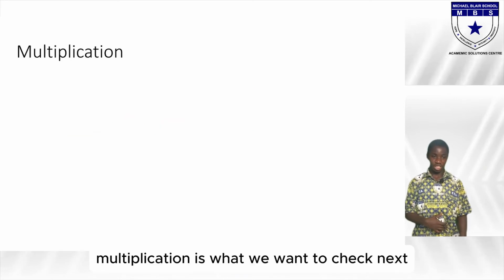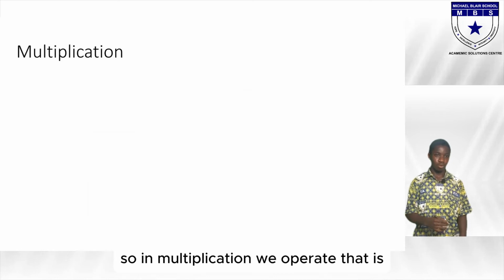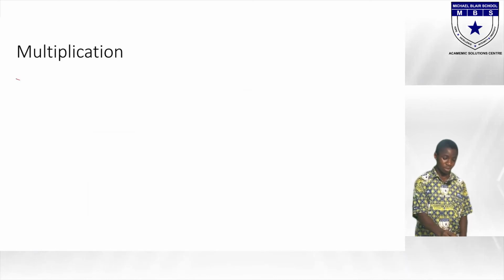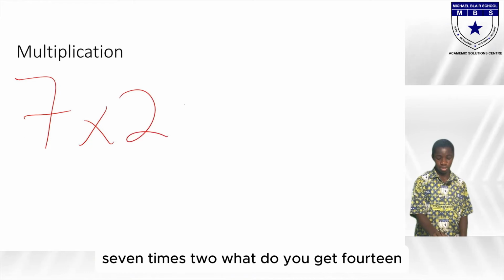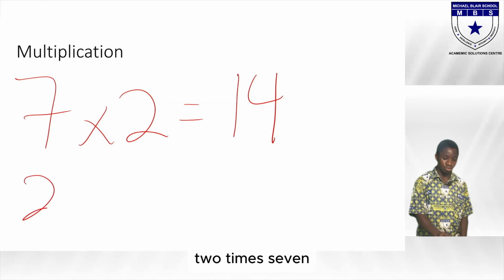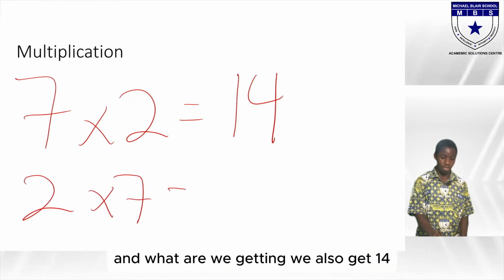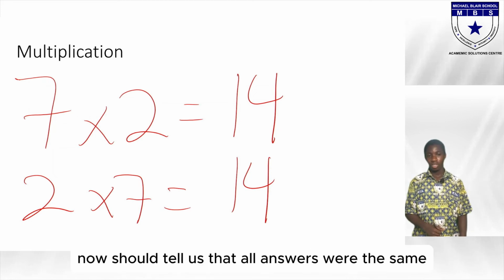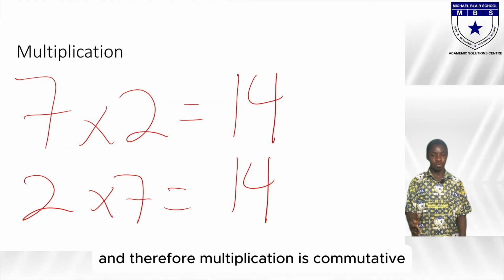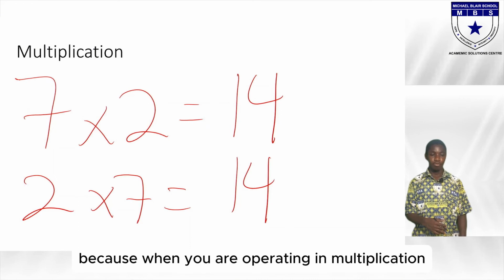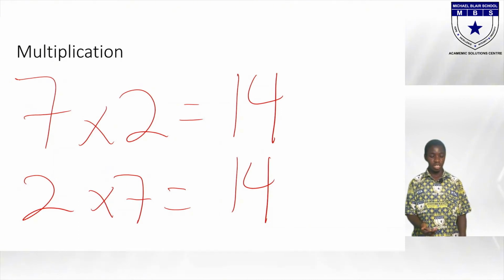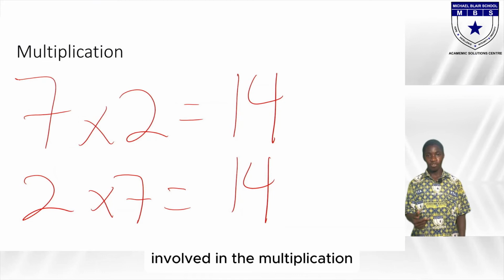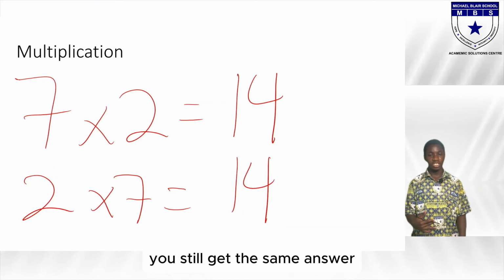Multiplication is what we want to check next. So in multiplication we operate, that is 7 times 2, what do you get? 14. 2 times 7, and what are we getting? We also get 14. And therefore, that should tell us that our answers were the same, and therefore multiplication is commutative. Because when you're operating in multiplication and you change the position of the numbers involved in the multiplication, you still get the same answer.